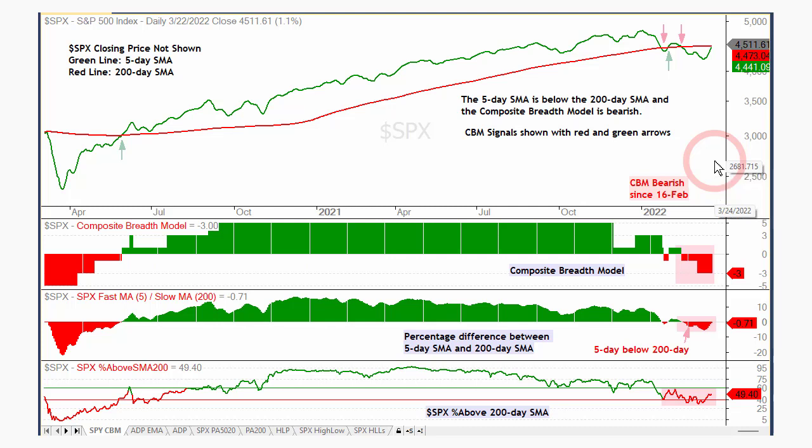At least it's not bullish as far as the broader market is concerned. And that means if you're looking to go long stocks or ETFs that are stock related, you're going to have a headwind.